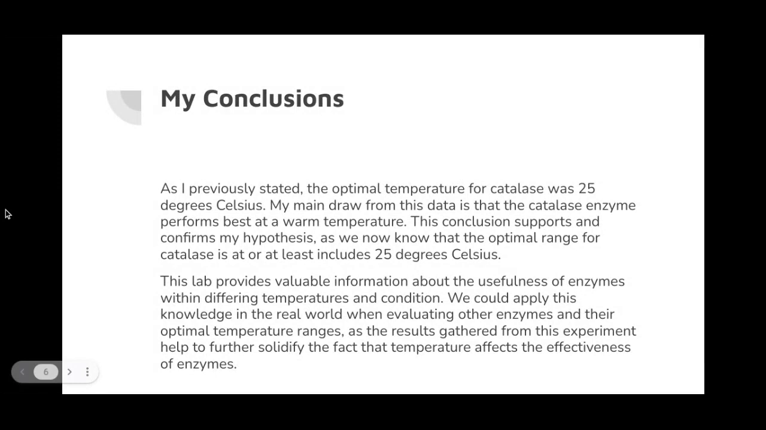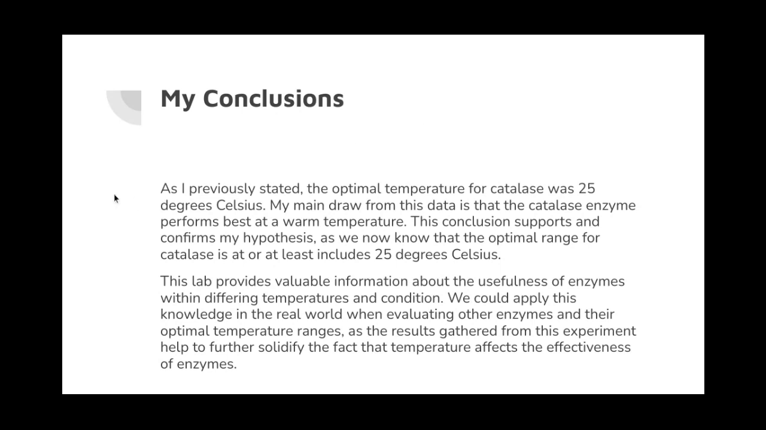As for my conclusions, as I previously said, the optimal temperature was 25 degrees. Basically, the main idea from this is that catalase performs best at a warmer temperature, not too hot, not anywhere near the hundreds. For my assumptions, going off of 25 degrees, probably around 80 to 95, if I had to guess, somewhere in that range. It supports my hypothesis because now we know that the optimal range includes at least 25 degrees Celsius.